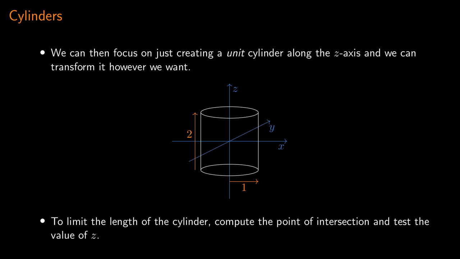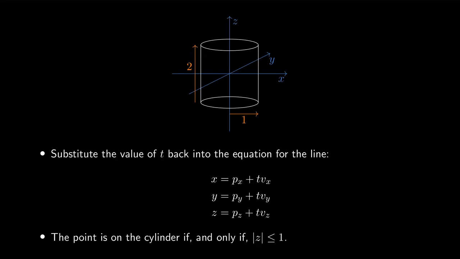So to actually limit the length of the cylinder, all we need to do in our local coordinate system is to compute the point of intersection and then test the value of z. If the absolute value of z is less than or equal to 1, then we know that we are in the cylinder, otherwise we're not. Okay, and that's what I've written here.